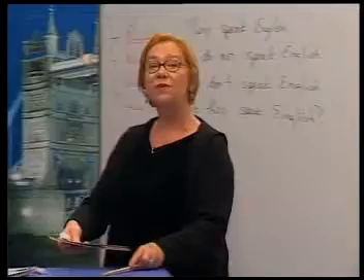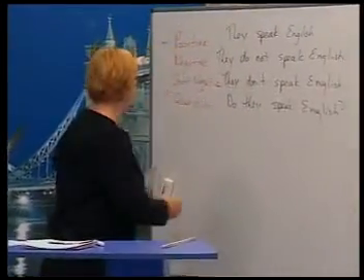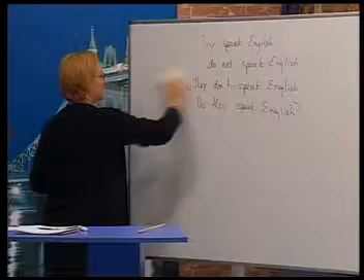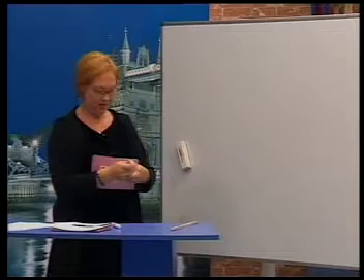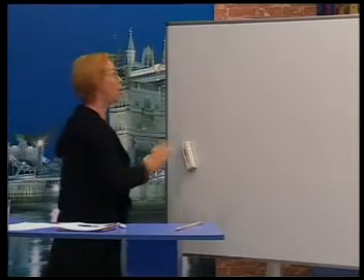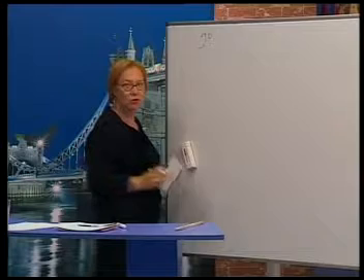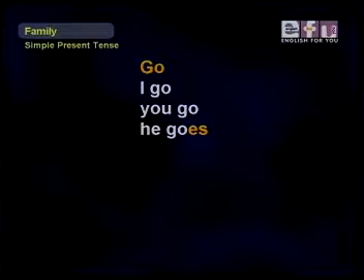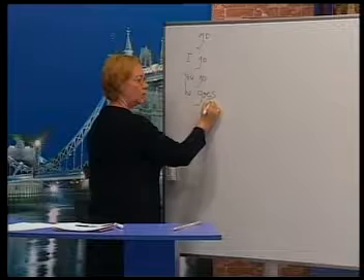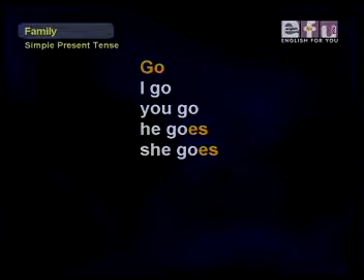Now, we're going to look at some more words that are irregular verbs. They're special verbs. And here we'll see some of them. Okay, now the first one is go. I go. You go. He goes. She goes.